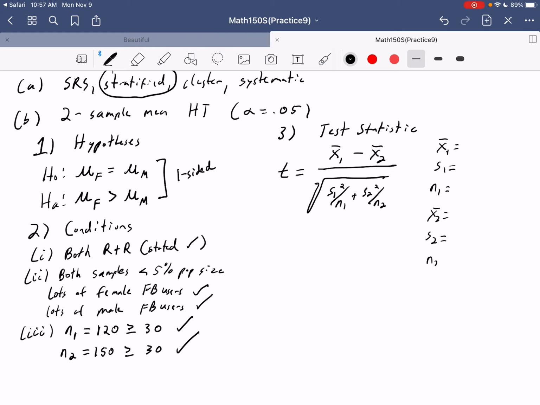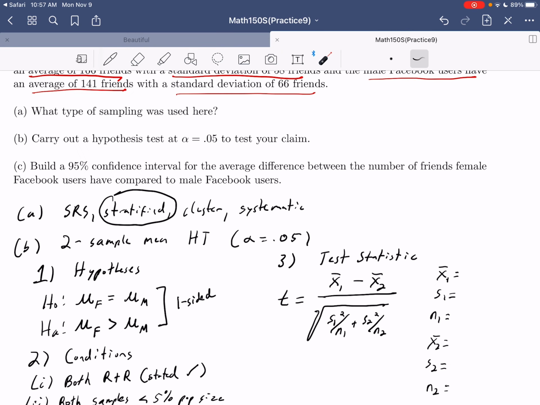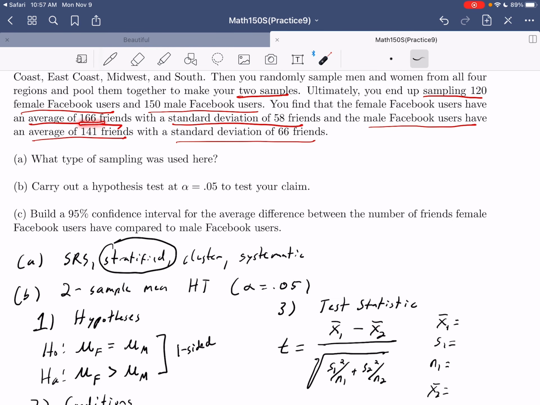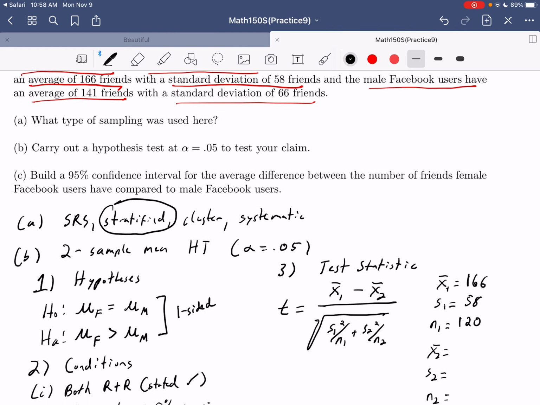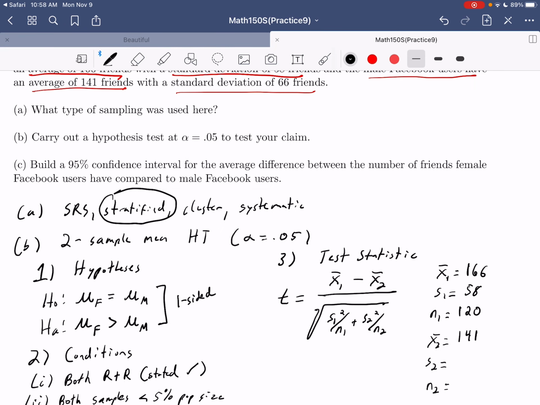Okay. So we need to know the average, standard deviation, and sample size for females first. So what was the average for females? Well, we can look back up here. It was 166. The standard deviation for females was 58. And the sample size for females, well, we just did that. It was 120. For males, the average was 141. For males, the standard deviation was 66. And the sample size was 150.